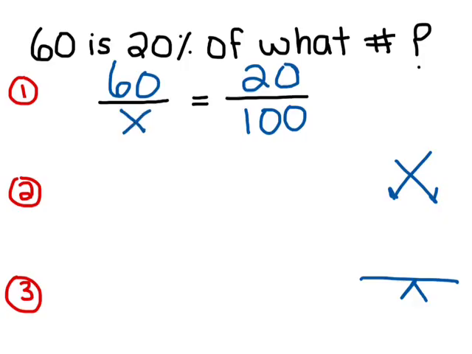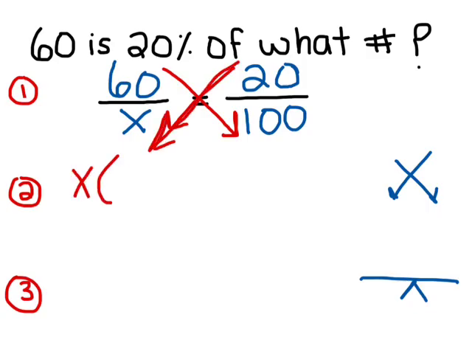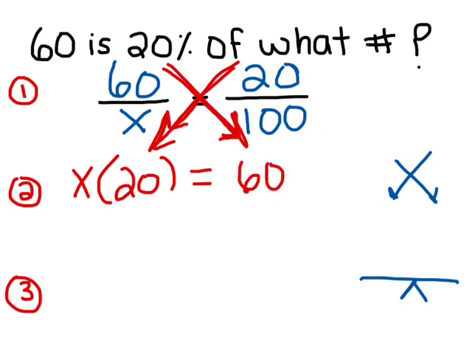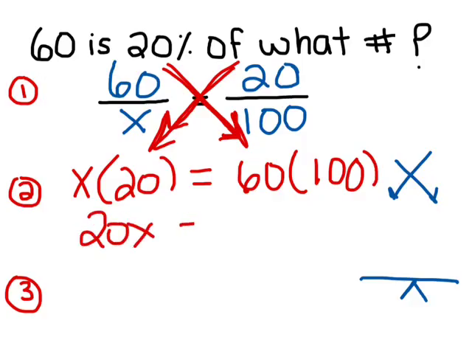So now I need to cross multiply. Draw my arrows going down. And I'm going to follow those arrows. So on this side, I've got x and 20 is equal to this side. Got 60 times 100. Excellent, which leaves me with 20x when I multiply is equal to 6,000.